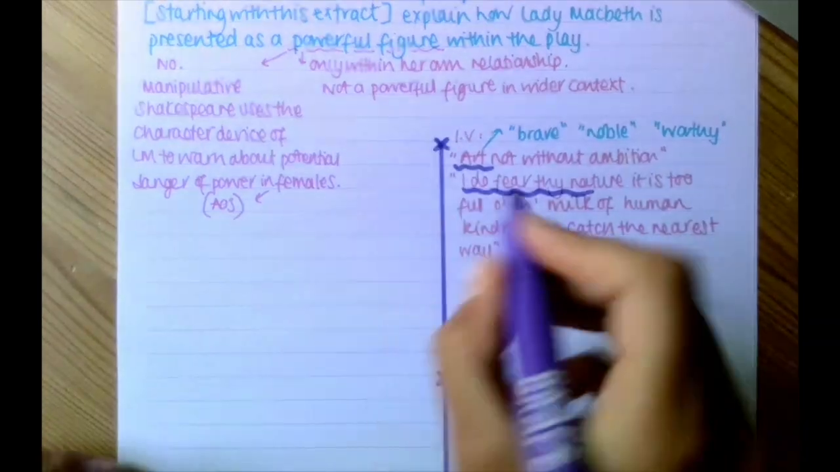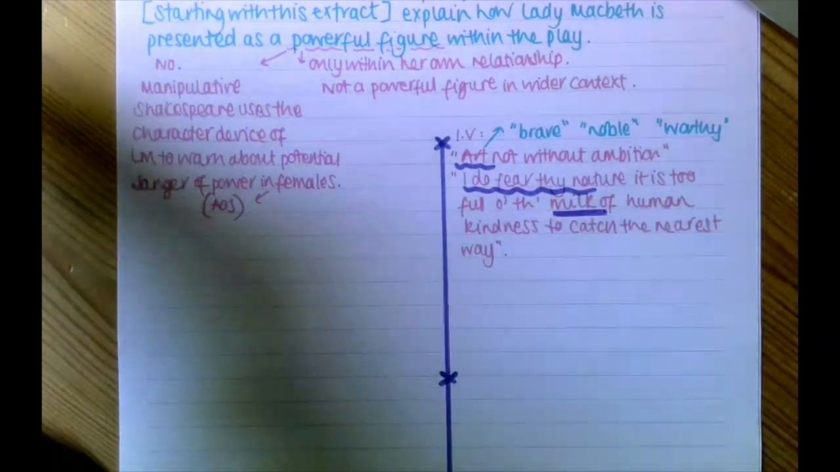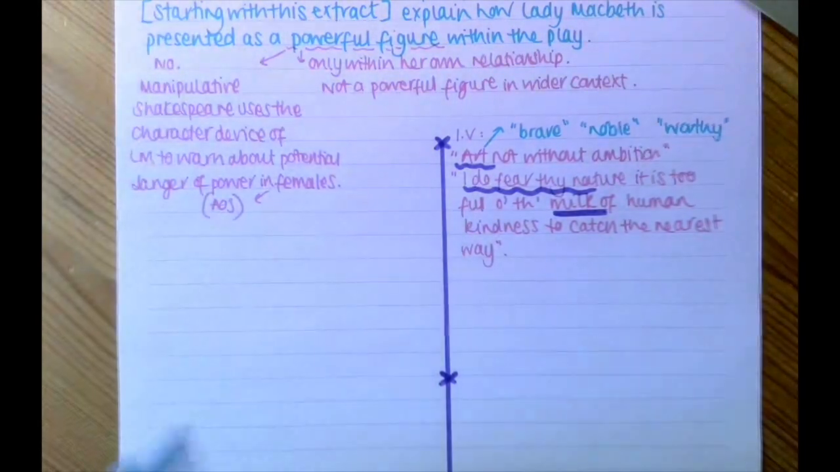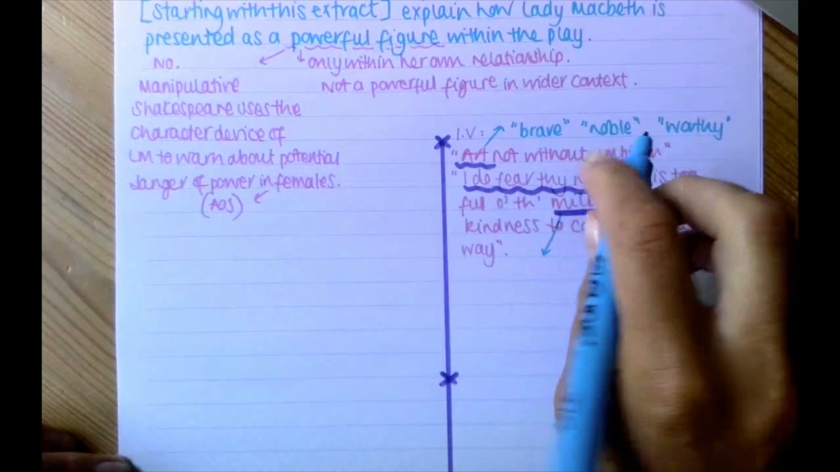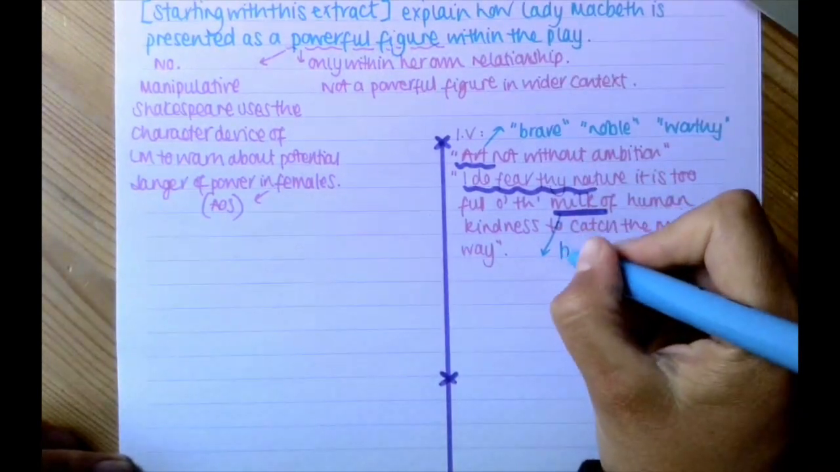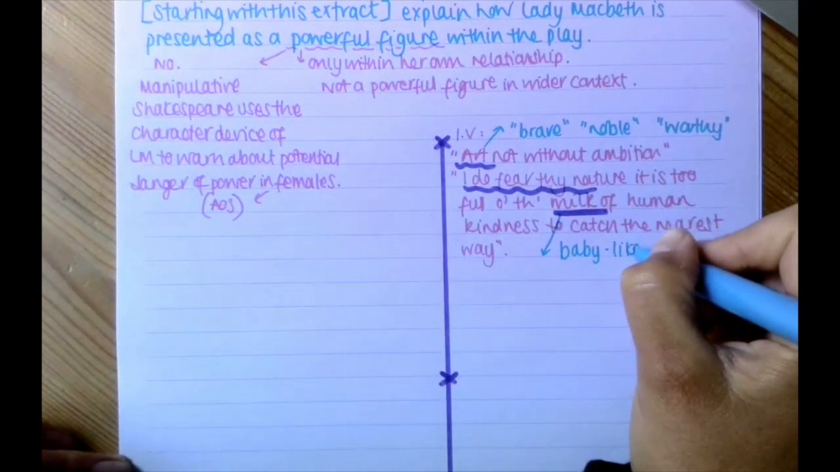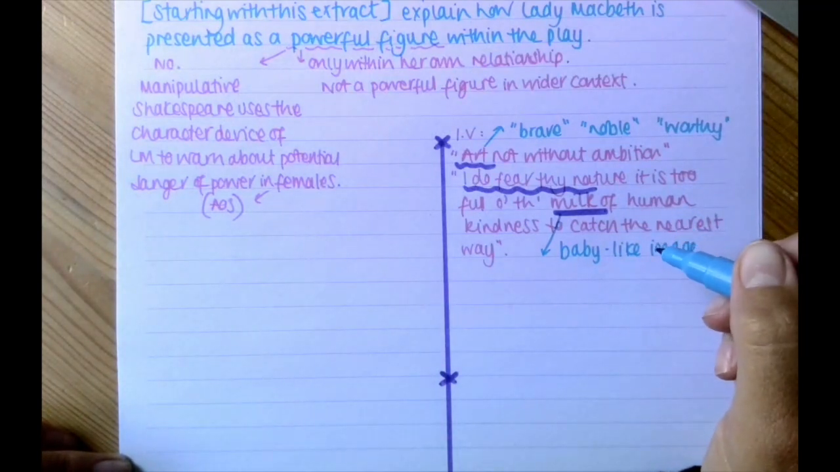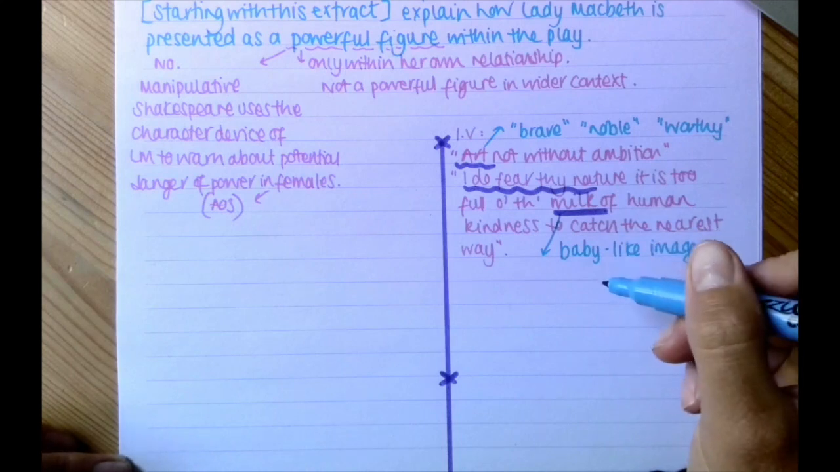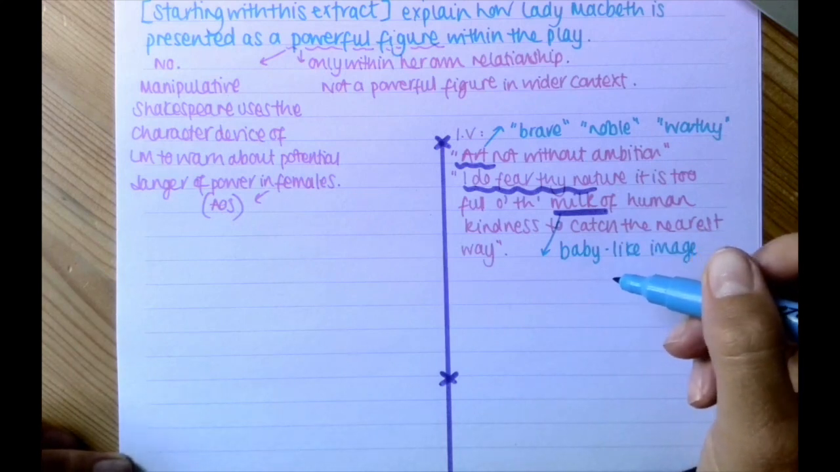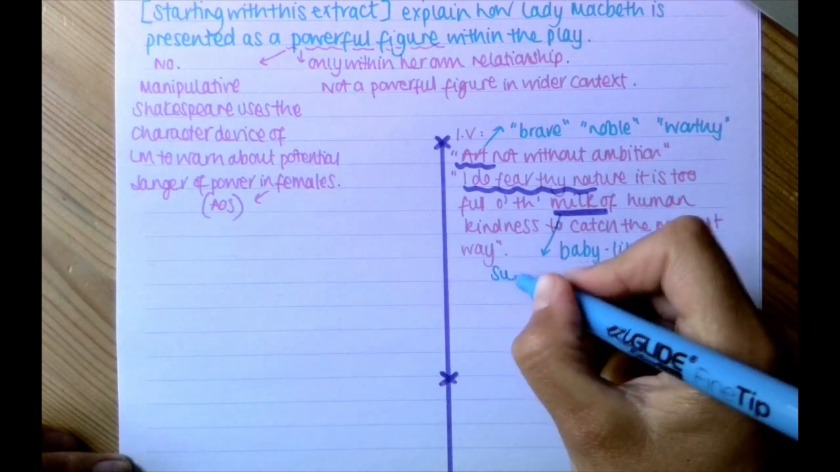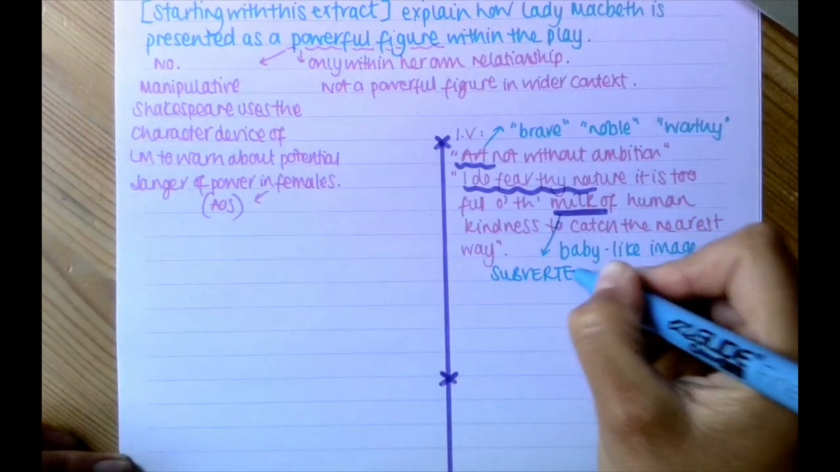Too full of the milk of human kindness. Now, what you could talk about here, if you wanted to do some analysis, I know I'm just showing you how to plan, but if you wanted to do some analysis, you can talk about this almost baby-like image, and make the point that children can't survive in their infancy without their mothers, that they need them. So is she suggesting that Macbeth is childlike or like a baby, and she is this maternal figure, but this subverted maternal figure? So make sure you make that point, that it's a subverted maternal image.